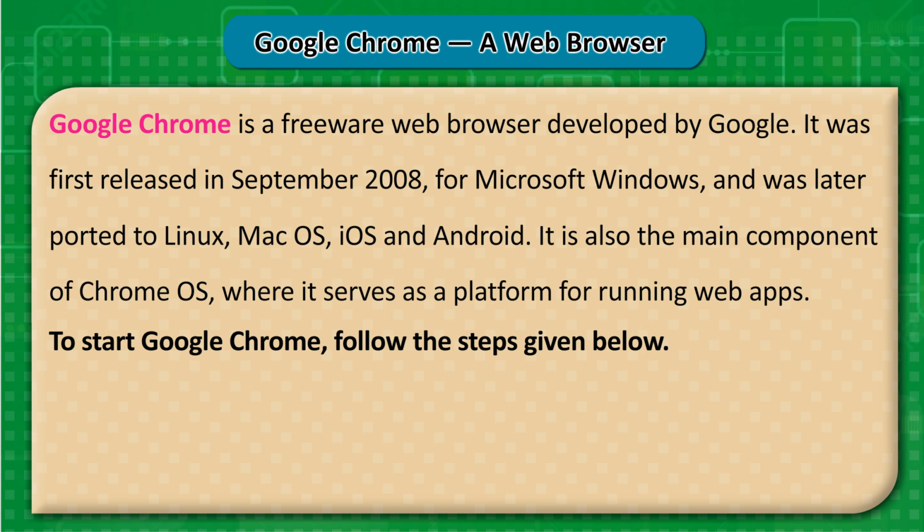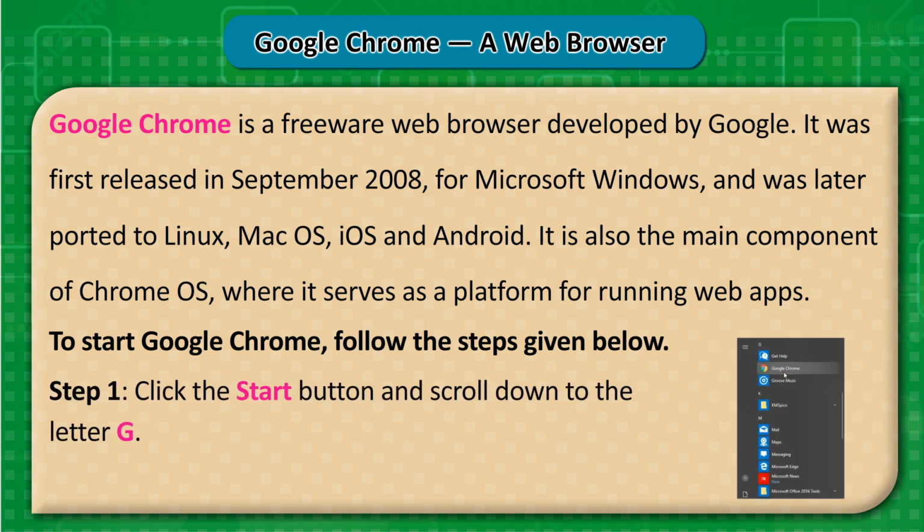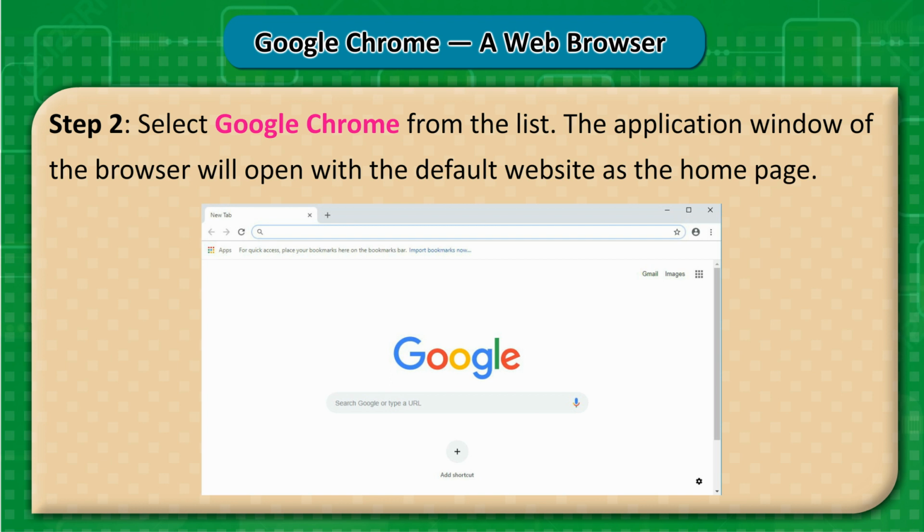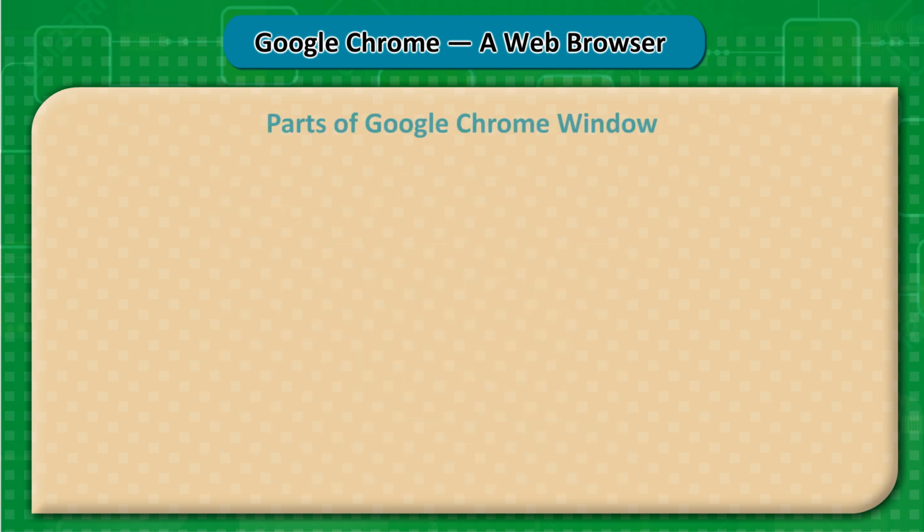To start Google Chrome, follow the steps given below. Step 1. Click the Start button and scroll down to the letter G. Step 2. Select Google Chrome from the list. The application window of the browser will open with the default website as the home page.